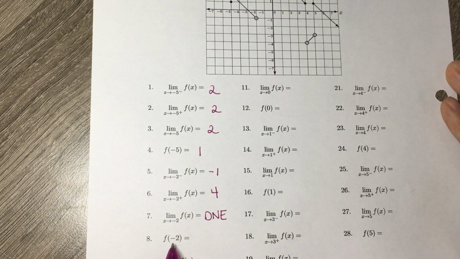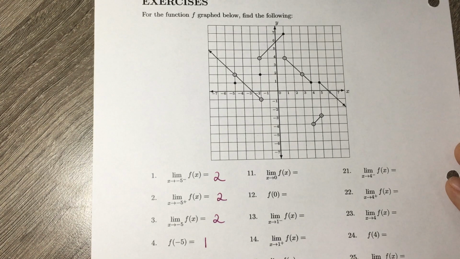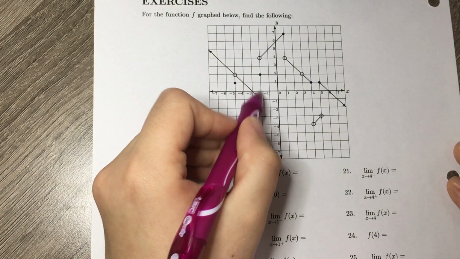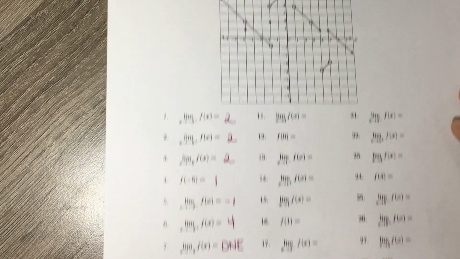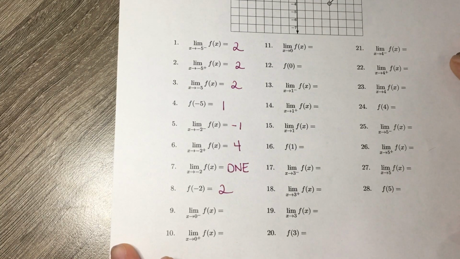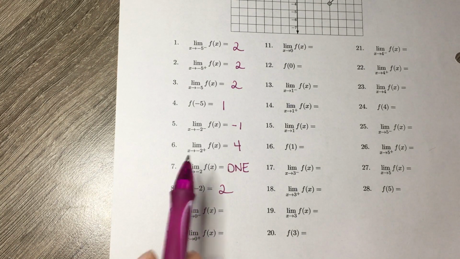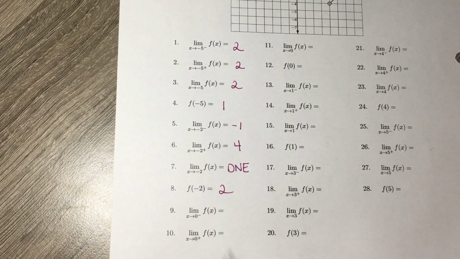And then now I'm going to evaluate f of -2. So at -2, what's my y value? This is not defined. It's this y value here, which is 2. And that's a perfect example where you could have completely different answers from approaching from the left, the right, the two-sided limit, and what the function is actually defined at.